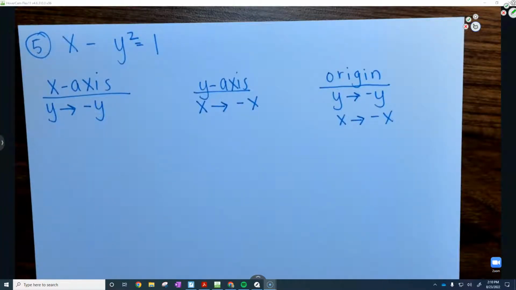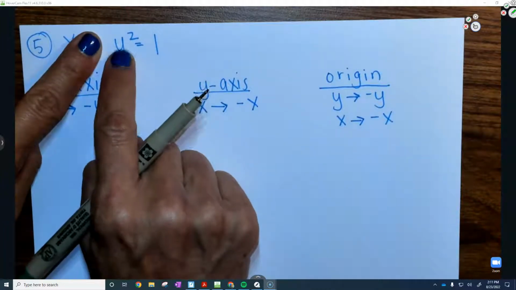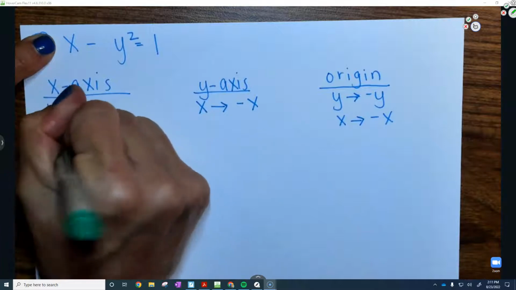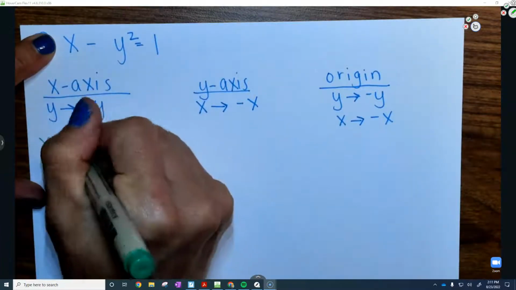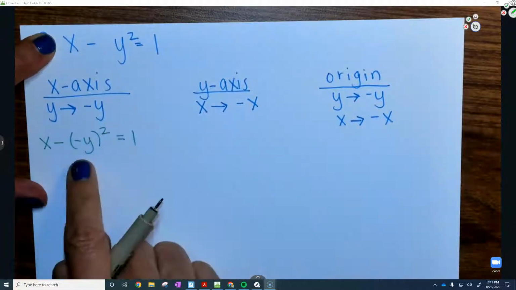For the y-axis. Oh, you know what else is your best friend on this? Parentheses. Parentheses, guys. Use parentheses when you drop a negative in. That way you won't accidentally lose it. So, see this? I'm going to drop this in for that y right there. So, it is going to be x minus negative y squared equals 1.